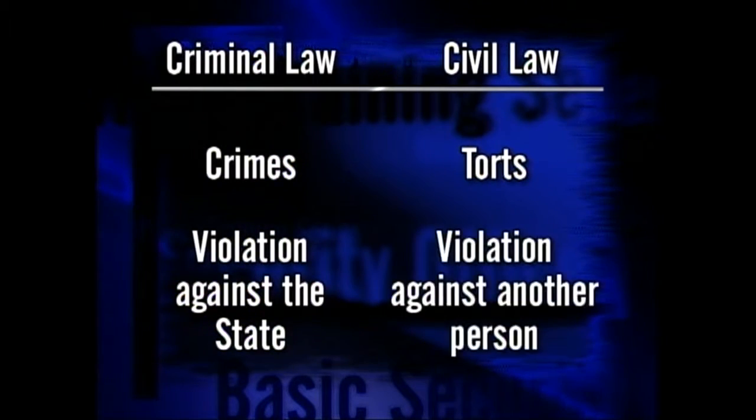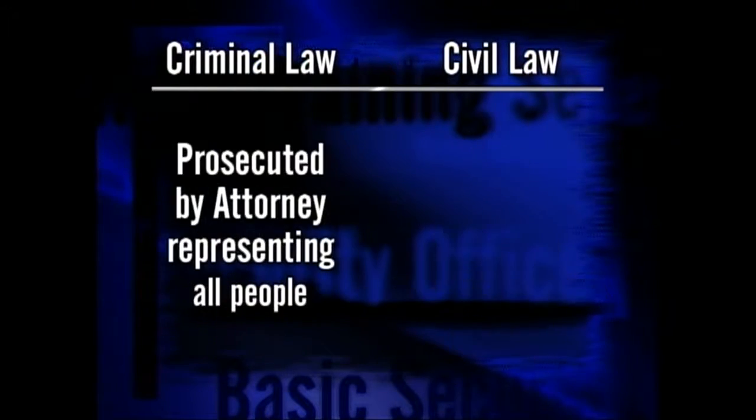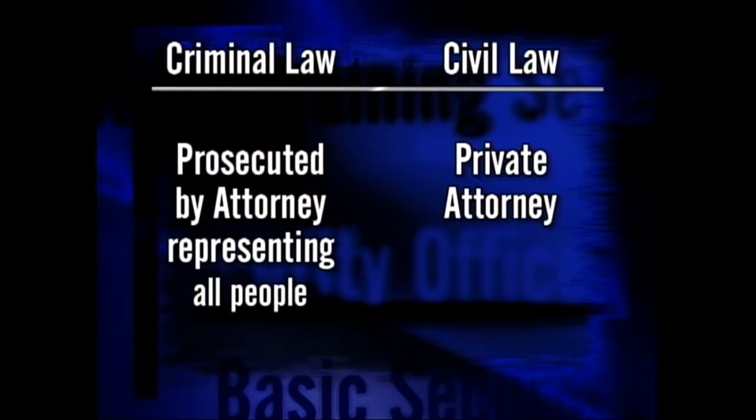A crime is a violation against the state. All of us as citizens are the victim of a criminal act. A tort is a violation that is committed against another person. Crimes are prosecuted by an attorney representing all people and employed by the government. In a tort case, a private attorney represents the victim. In a criminal trial, the state is trying to punish the violator as an act of retribution carried out by the state. The intent is to punish the criminal and deter others from committing crimes.